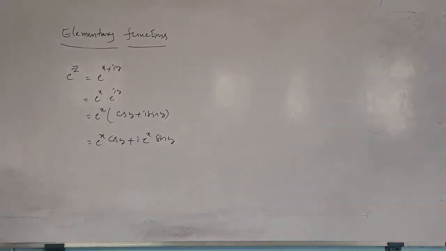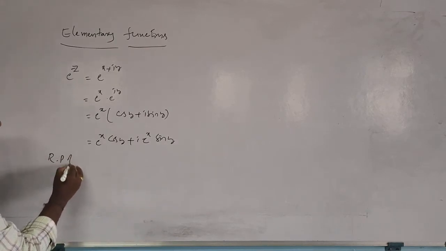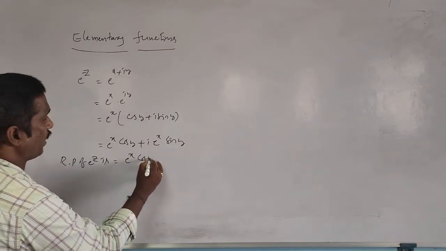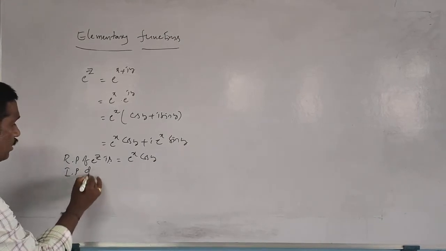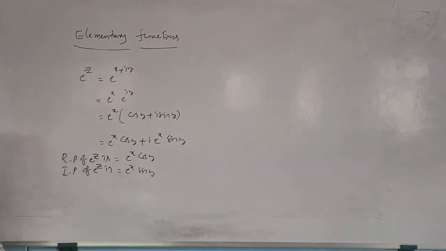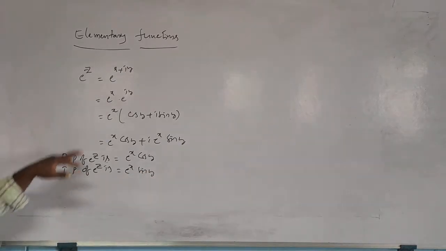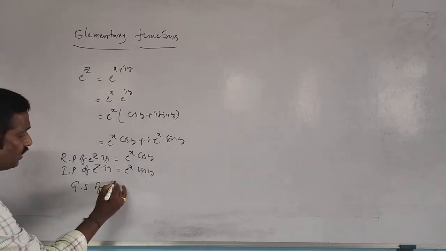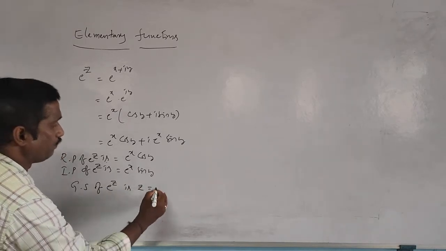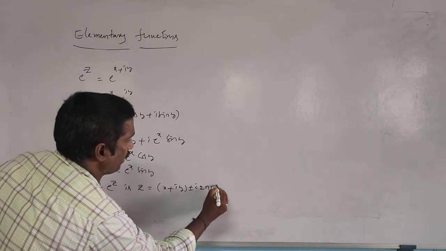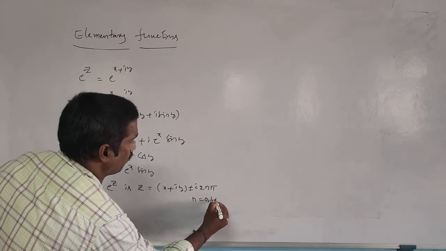Now separate the real and imaginary parts of e^z. The real part of e^z is e^x cos y. The imaginary part of e^z is e^x sin y. So these are called the real and imaginary parts of e^z. Now write the general solution of e^z: z = x + iy ± i2nπ, where n = 0, 1, 2, 3, and so on.